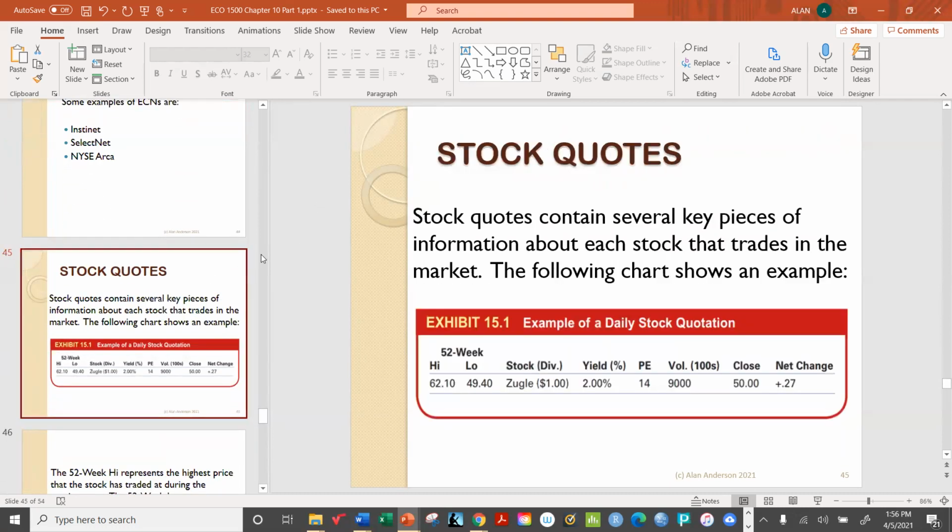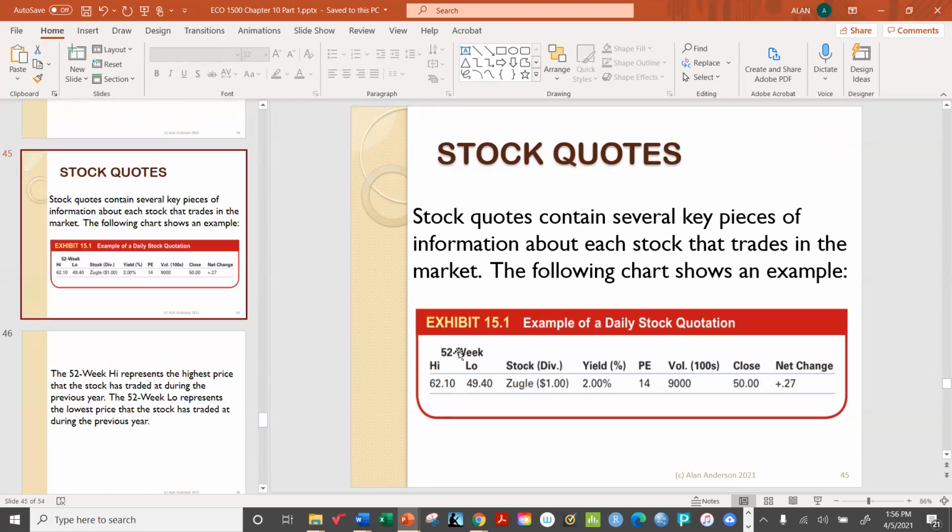Now, one last thing I wanted to look at is if you look in the newspaper for a quote for a stock, this type of information is typically attached to it. And most of it is pretty straightforward. For example, 52-week high and low tells you the lowest price that your stock has traded for in the last year. High obviously means the highest price. This is the dividend that it pays, $1 per share. The yield is the dividend yield, which means if the price is roughly $50 right now, $1 divided by 50 would give us a yield of 2%.